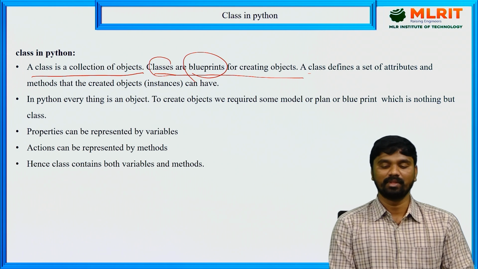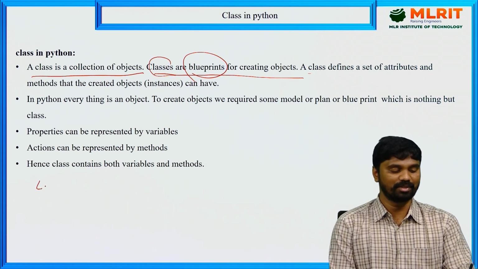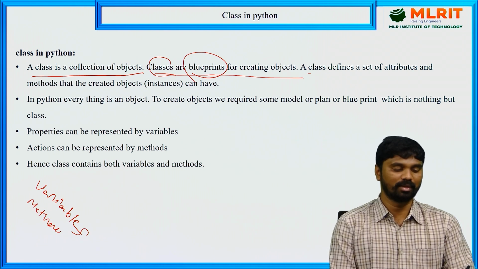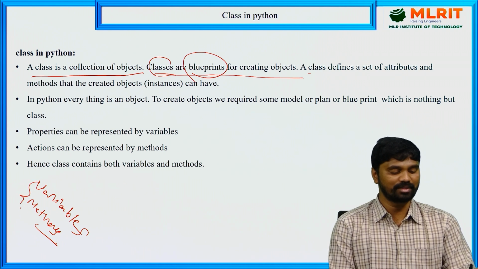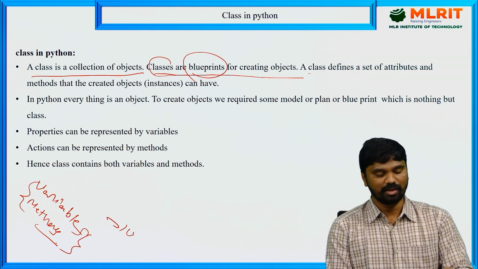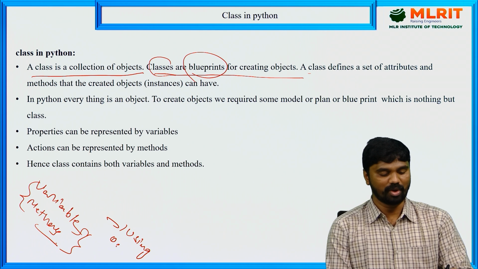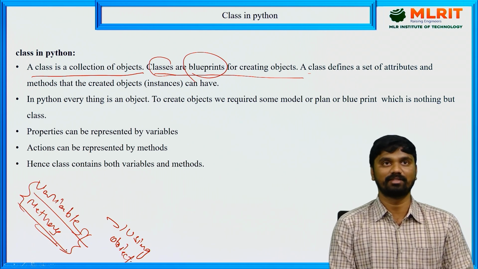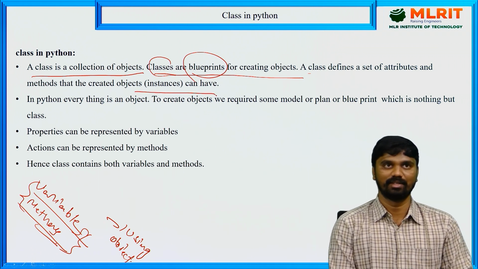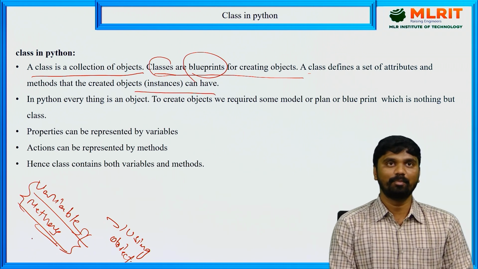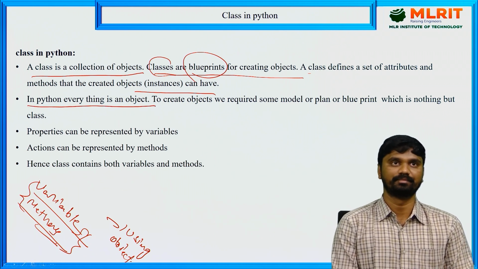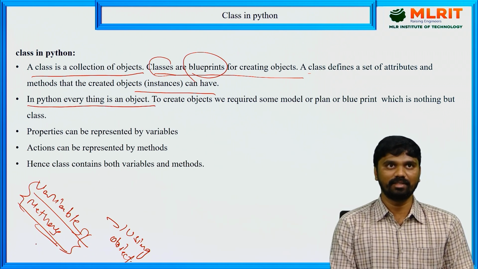A class defines a set of attributes, meaning variables, or we can say properties, and methods. How can we access these two? Using an object of that class. By using an object of that class, we can access the variables and the methods. A very important point in Python is that in Python everything is an object.